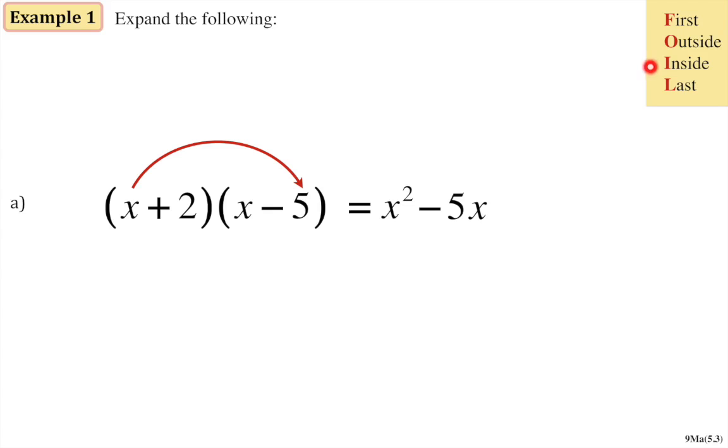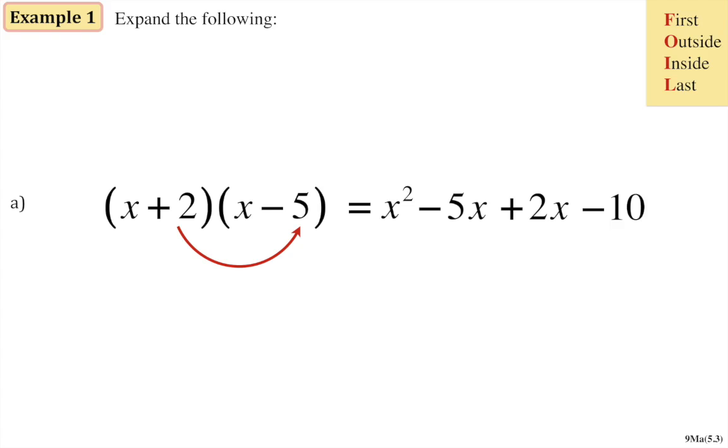Now we're going to look for the inside terms, which will be these two. Plus 2 times x is plus 2x. And finally, the last term in each bracket. The last term in each bracket is the plus 2 and the minus 5. Positive 2 multiplied by negative 5 gives negative 10.